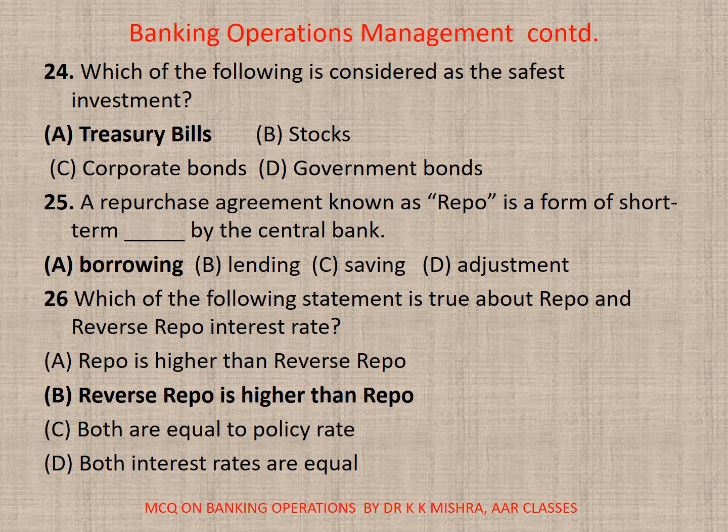25. A repurchase agreement, known as repo, is a form of short-term dash by the central bank. A. Borrowing, B. Lending, C. Saving, D. Adjustment. Correct option is A. Borrowing.